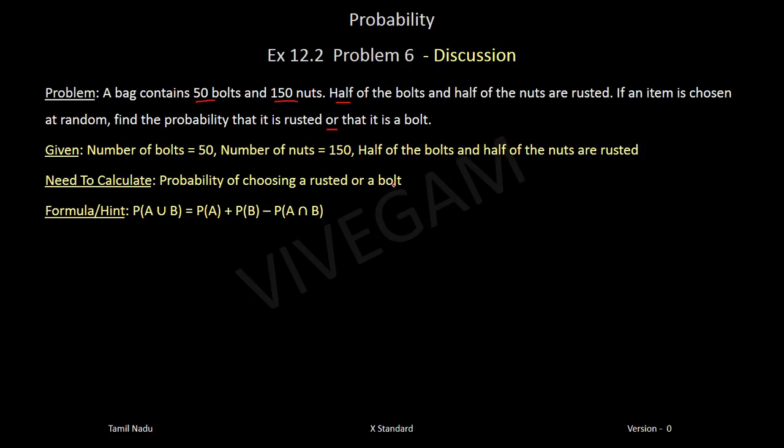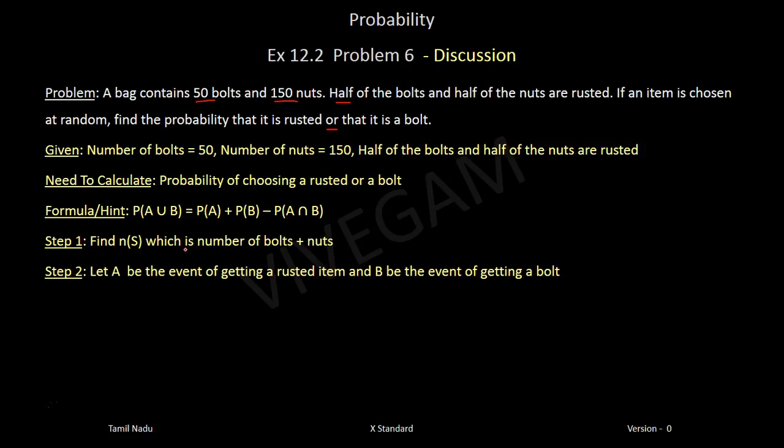And the other formula is probability of A is N of A divided by N of S. First step, find N of S, which is the number of bolts plus nuts. So here it is 50 plus 150, 200. Let A be the event of getting a rusted item and B be the event of getting a bolt. Got it? So this is the trick. You see rusted, so one of this is A, the other one is B.